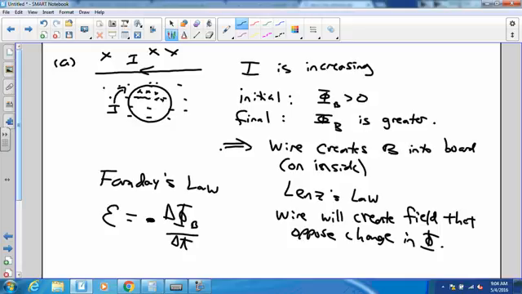Does that help? So once you get used to just assessing very quickly the initial and final, you can do an opposite change really fast. And with practice, Lenz's law can be done in a couple of seconds. Don't worry if you're not there yet.